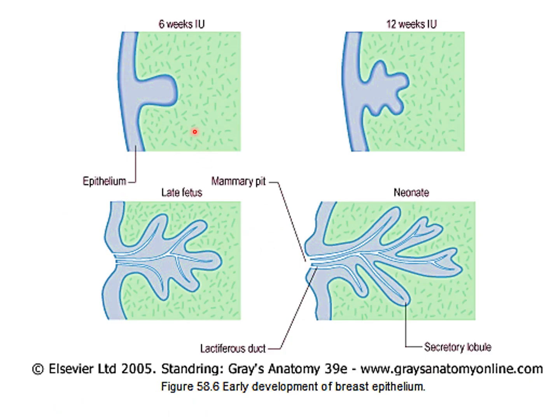So here you can see epithelium, and this is the underlying mesenchyme. The epithelium starts to penetrate inside in the 6th week of intrauterine life. Then in the 12th week, it starts to divide. That initial bud divides, and as it is dividing, the ducts are canalizing now.